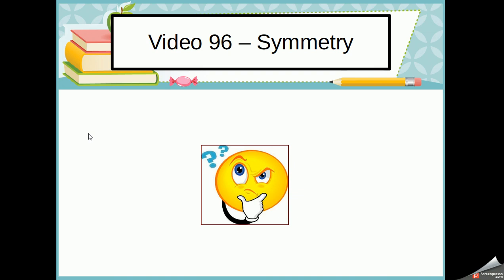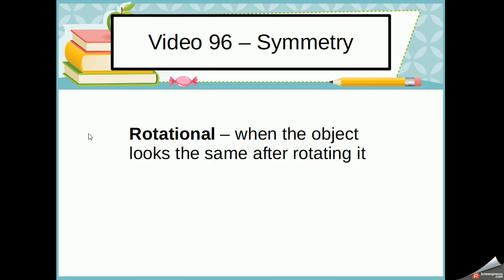This video then is going to be on the concept of symmetry. You might have come across it before. Basically, we've got two types of symmetry. The first is rotational symmetry. And in rotational symmetry, it's when you turn a shape and it comes back to the same position, or the same arrangement, I should say, before it reaches a full 360-degree turn.